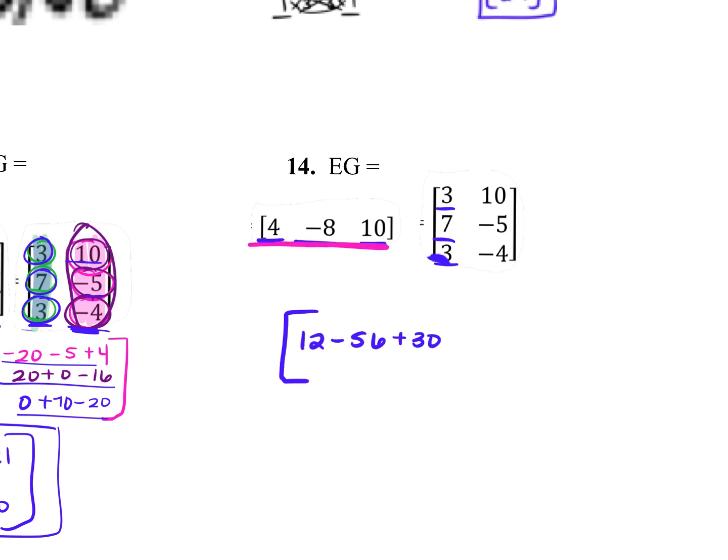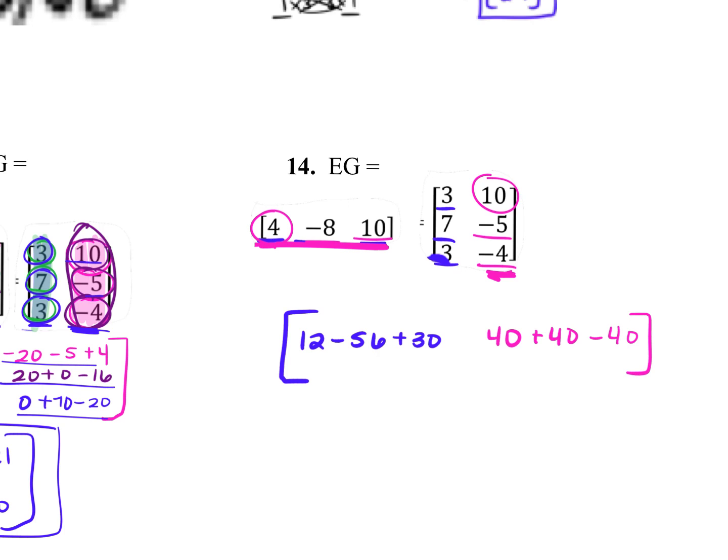And then do the row with the second column. So 4 times 10 is 40. Negative 8 times negative 5 is a positive 40. And then 10 times negative 4 is a negative 40. And then you just simplify that.